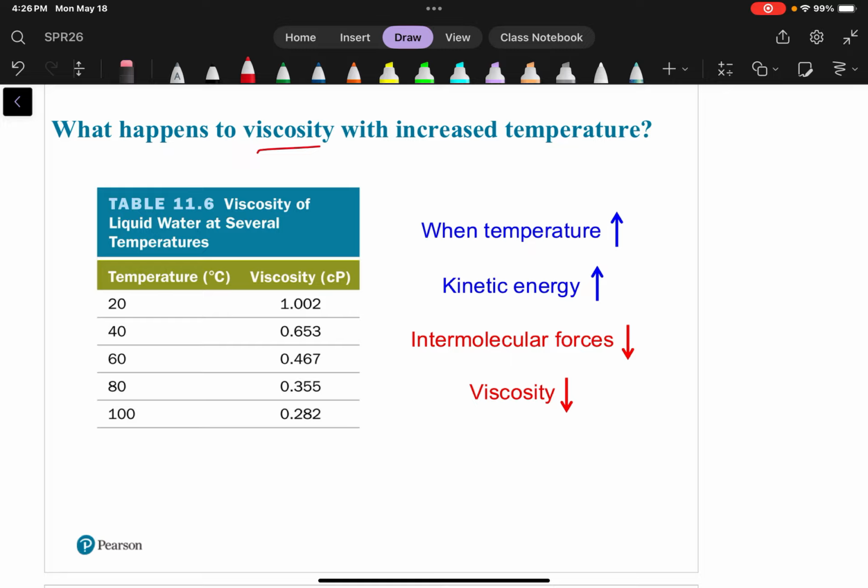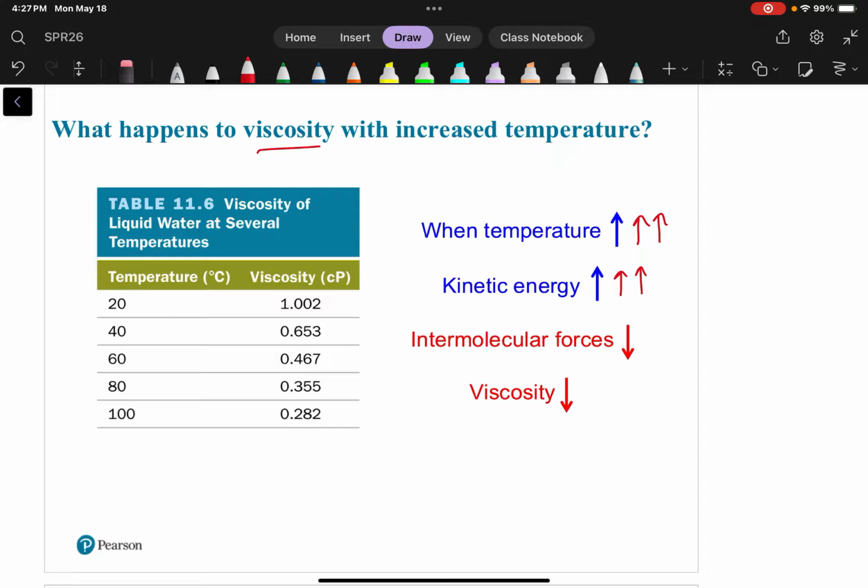If you do eat honey, you might notice that when honey is pretty cold, it really has that strong resistance to flow. But as you heat honey up, it gets a lot easier to flow, or it has much less resistance to flowing. So what's going on there chemically? So as we increase the temperature, we are also increasing the kinetic energy.